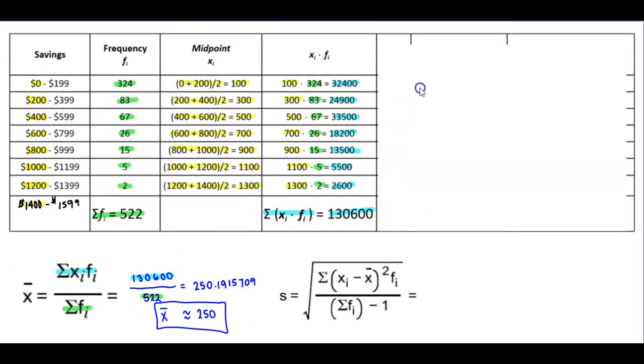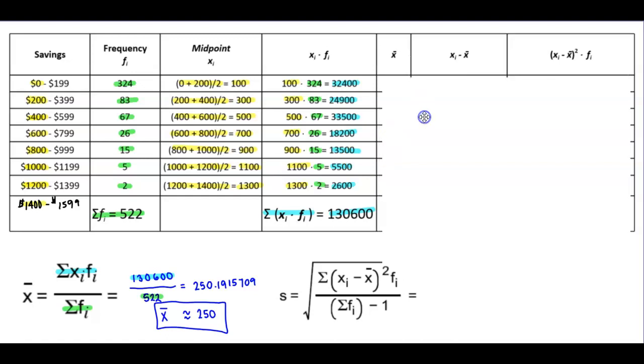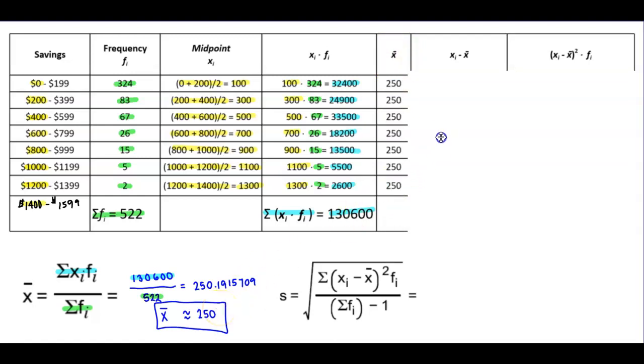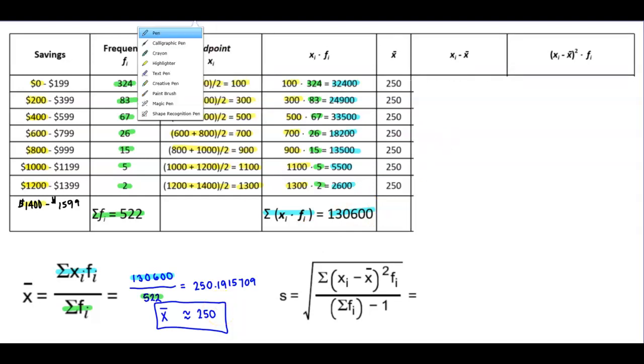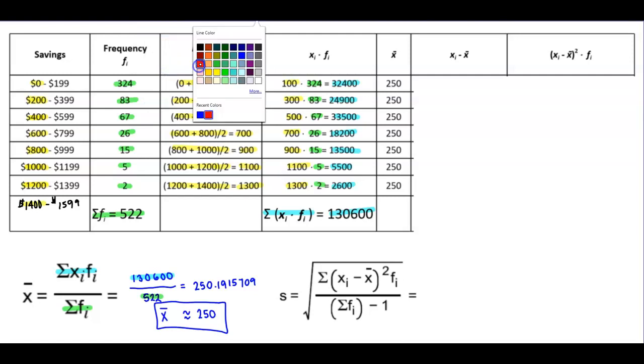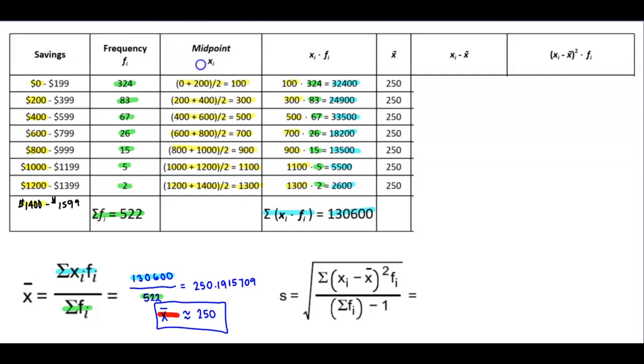So we're going to create 3 new columns. The first column, in order to find the standard deviation, we need to put in the sample mean that we found. So let's go ahead and do that. Well, we found the sample mean to be what value? So the sample mean is 250. So this next column is going to have 250 as the sample mean.